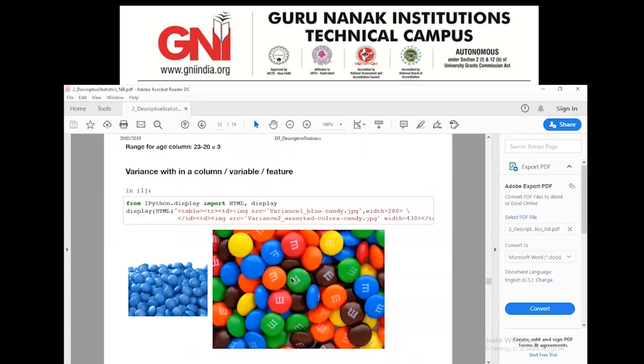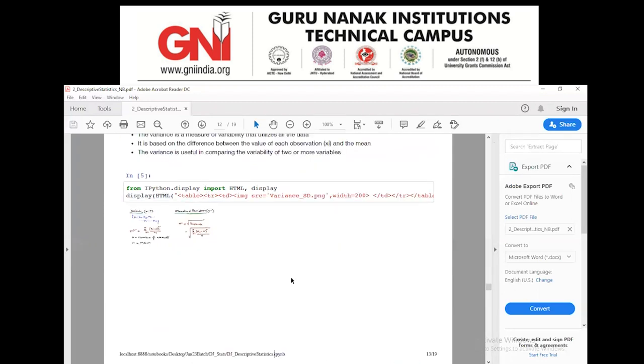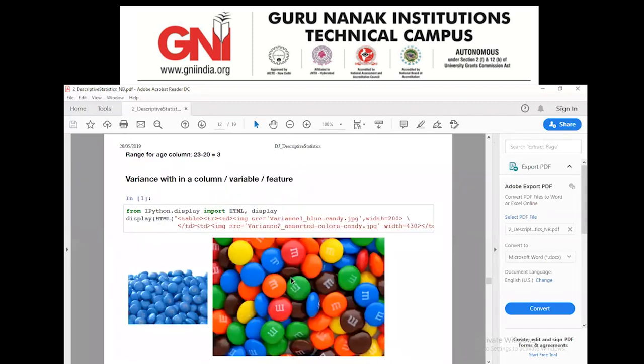Now, a very important one is variance within a column. Variance within a column. Can you define what variance is by looking at this picture? Yes, by seeing this picture, can anyone explain what variance is? Colors and symbols. What is that blue color image? Is variance there or not?